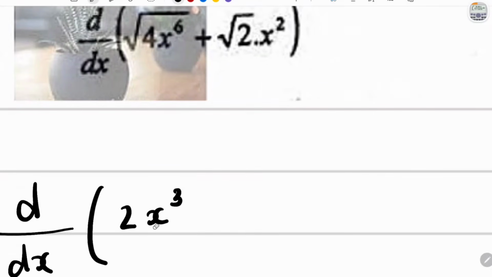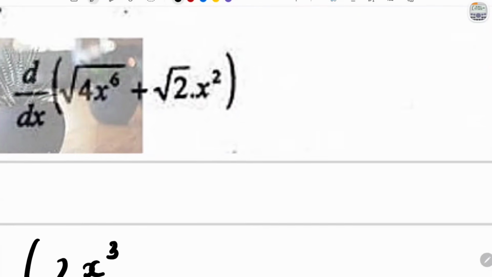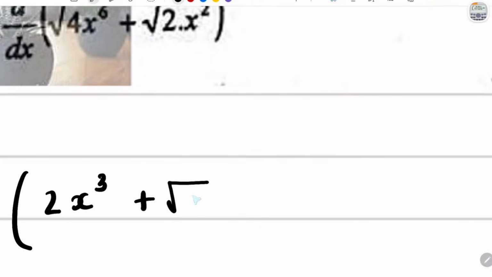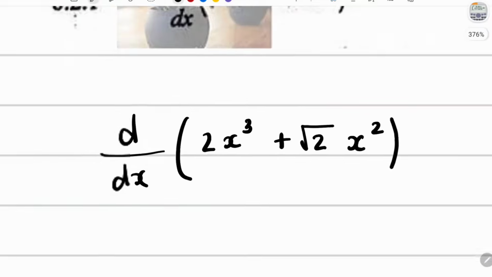And this is now fine. See, we have x to the power of 3. That is perfect and ready to be derived. Then here, is there anything that you need to change there? No, there's nothing you need to change there, because your square root is on its own. The x is not under the radical, so you can leave it like that. It's just plus the square root of 2, and we have x to the power of 2. Okay, so that's what we have there.